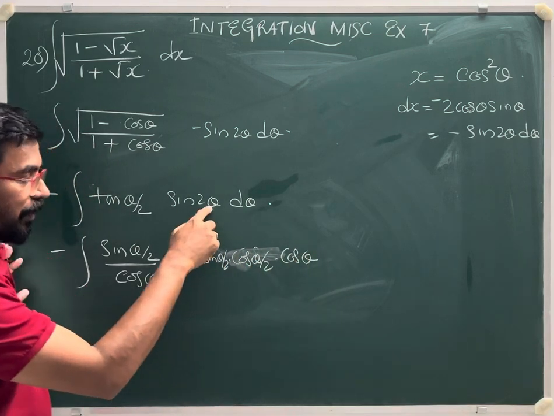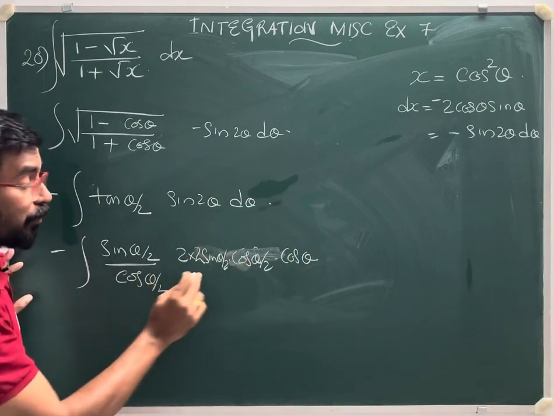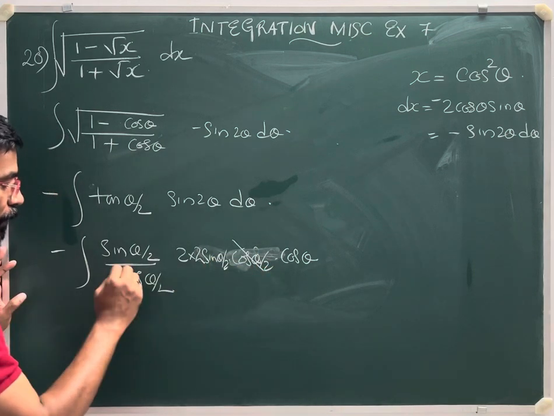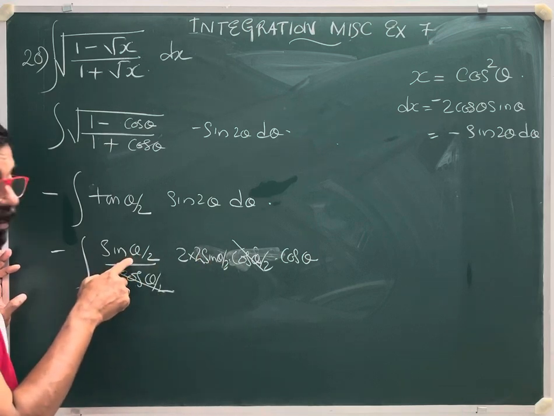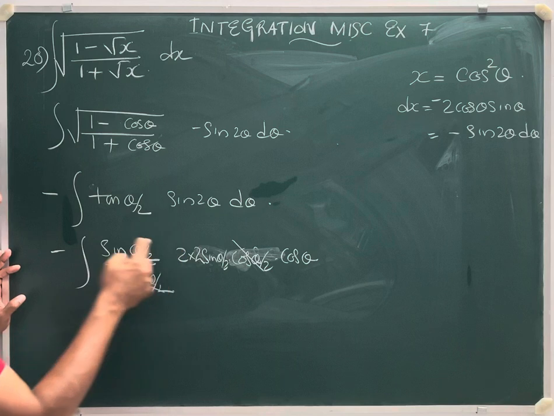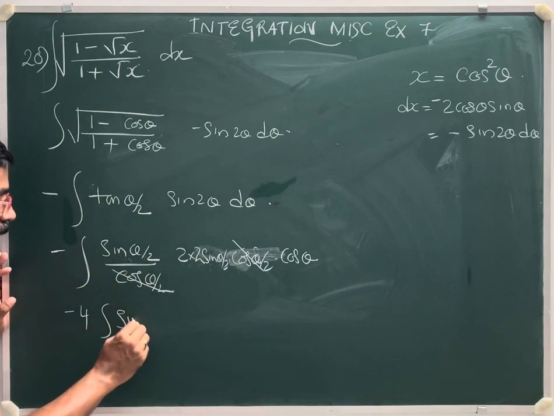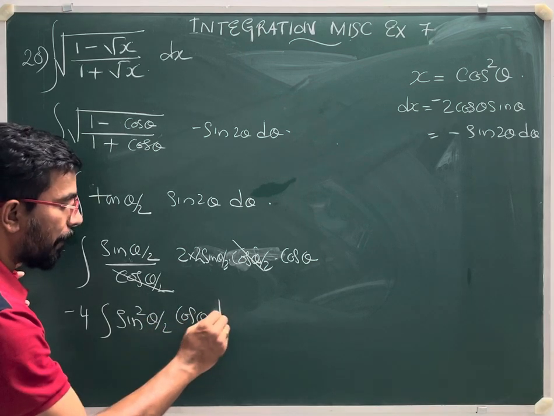Once again, sin 2 theta is 2 sin theta cos theta. That sin theta I wrote like this, 2 sin theta by 2 cos theta by 2. Now this cos theta by 2 and cos theta by 2 cancel. And this sin theta by 2 and this sin theta by 2 will become sin square theta by 2. We have a 4 here, that I will take outside. So minus 4 integral sin square theta by 2 into cos theta d theta.